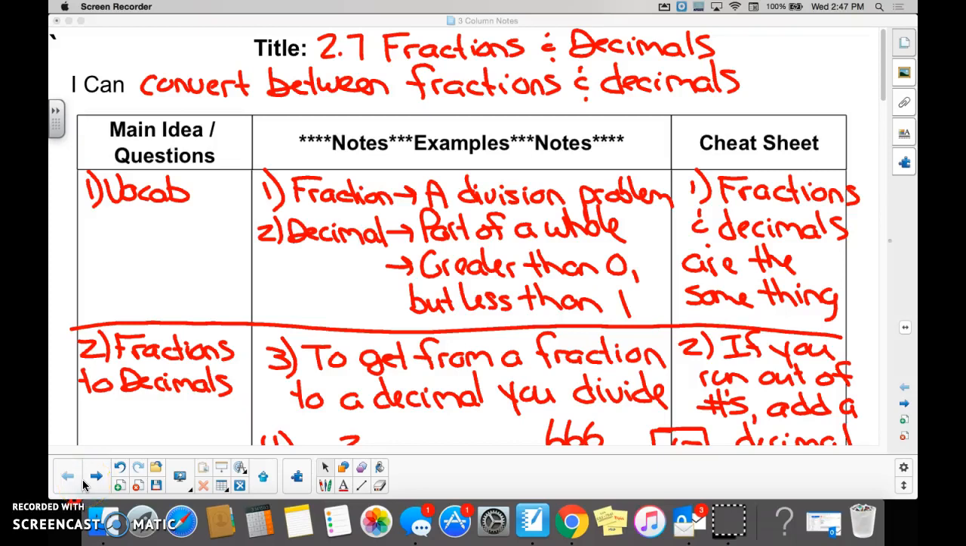2.7 fraction and decimals. I can convert between fractions and decimals. Jennifer!